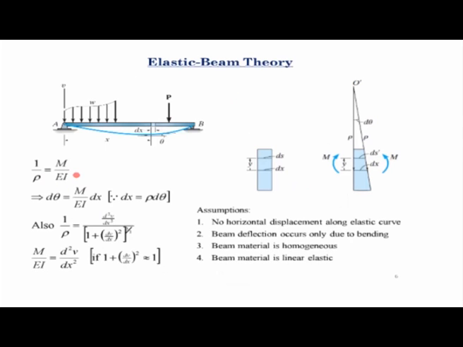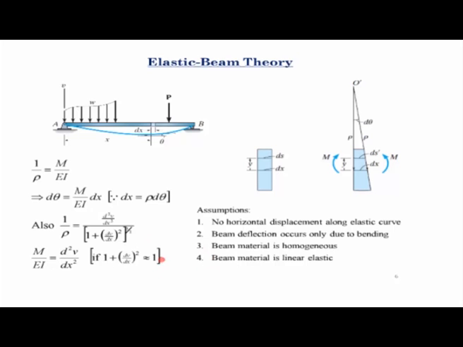Once again, if we look back at that relationship, 1/ρ is equal to M/EI. Now this dx is the width of that element, and that can be written as the radius of curvature times dθ. So here what we have done is we have replaced this 1/ρ by dθ/dx, and we have taken this dx to the other side. So what you get is dθ equals M/EI times dx.